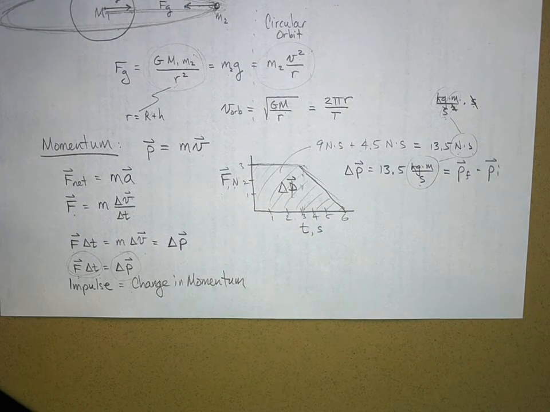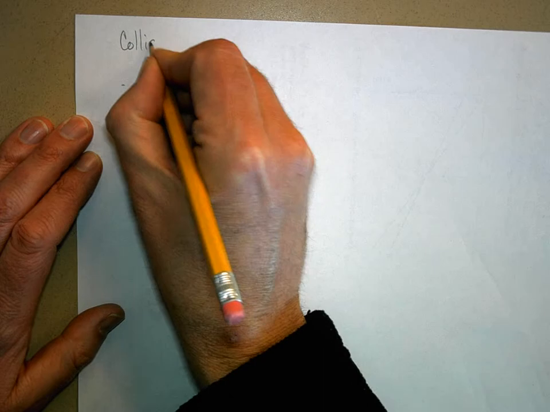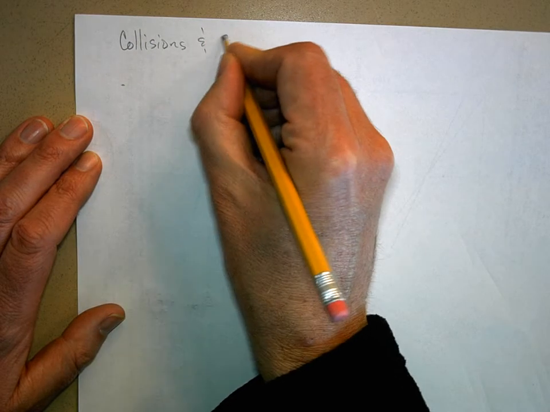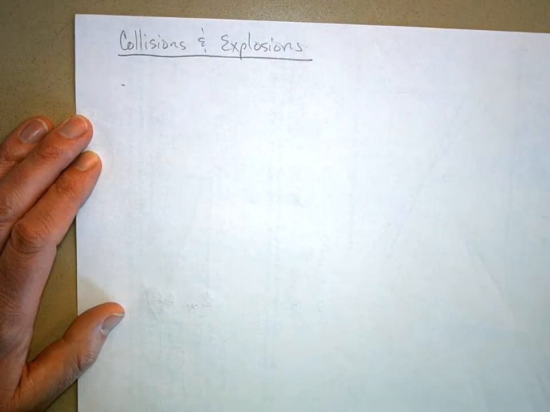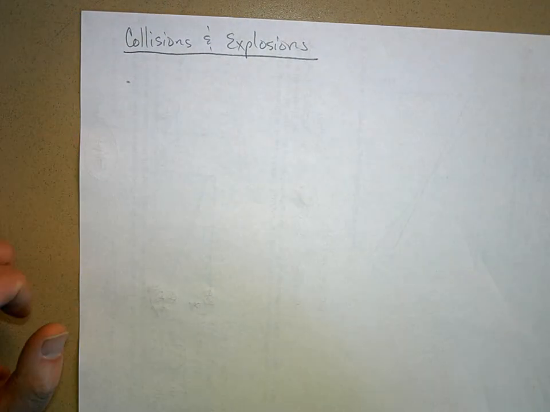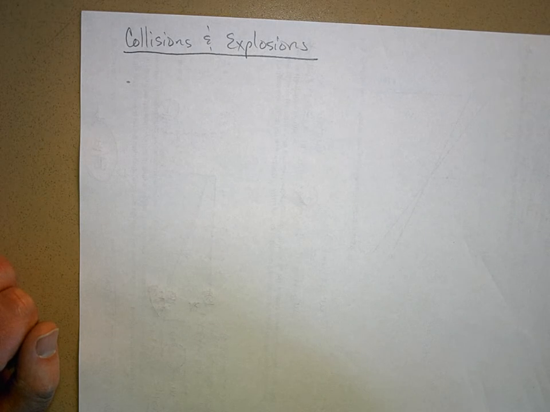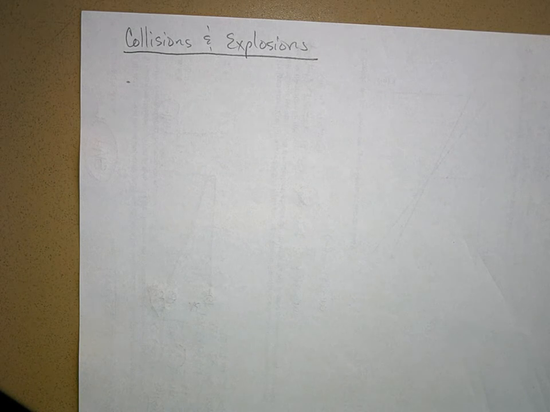The second big topic in momentum that will be on the final is collisions and explosions. Now, when you have a collision or an explosion, you have two objects. Now, it could be more than two objects, but guess what? For what we're going to do, we're going to talk about just two objects colliding. If I have multiple objects colliding, it gets crazy.